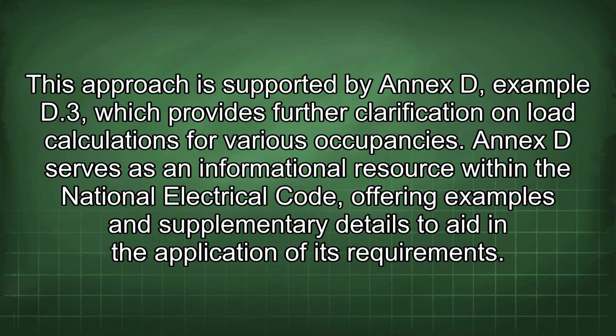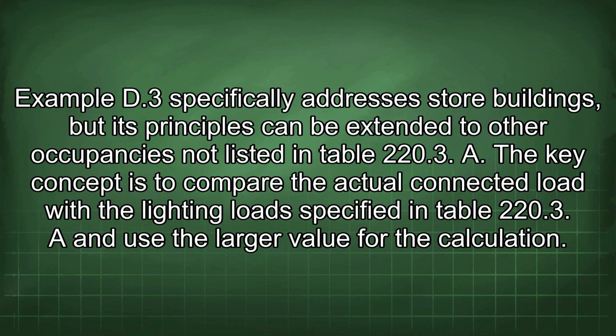Annex D serves as an informational resource within the National Electrical Code, offering examples and supplementary details to aid in the application of its requirements. Example D3 specifically addresses store buildings, but its principles can be extended to other occupancies not listed in Table 220.3. The key concept is to compare the actual connected load with the lighting load specified in Table 220.3, and use the larger value for the calculation.